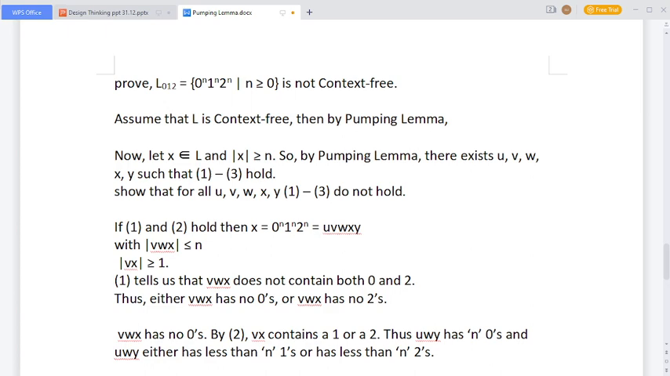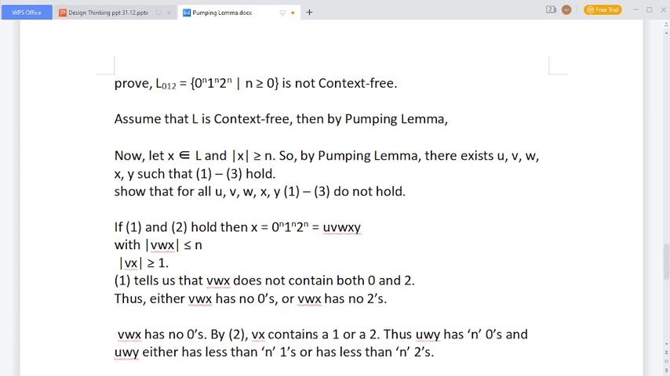Okay. vwx has no zeros or 2's. vx contains a 1 or a 2. This may be a chance. v has 1 values or x has 2 values. So vx has 1 or 2 values. There will be a chance.